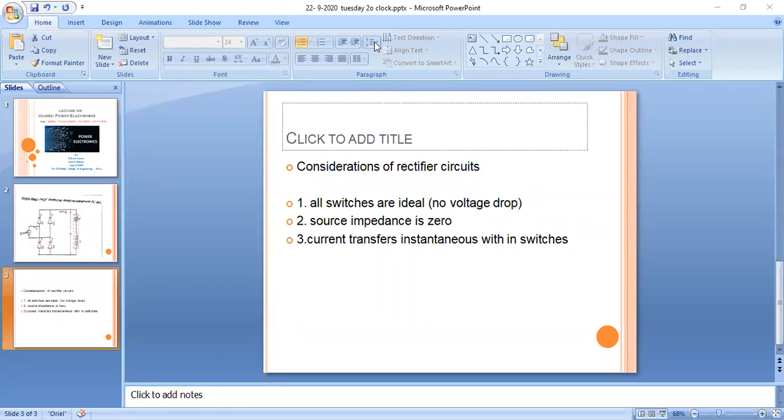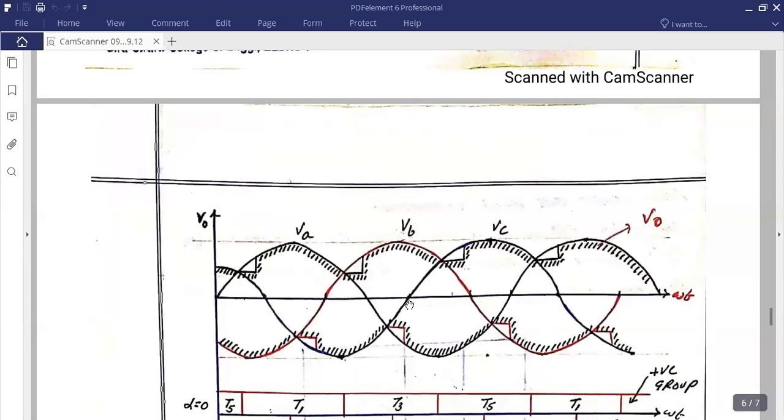Okay. So what could be the change if we consider the source impedance? Ideally, if the source impedance is considered, will the operation and the waveforms be the same or not? That we need to consider here. Earlier, we simply considered one set of waveforms for this, and those waveforms are shown here.